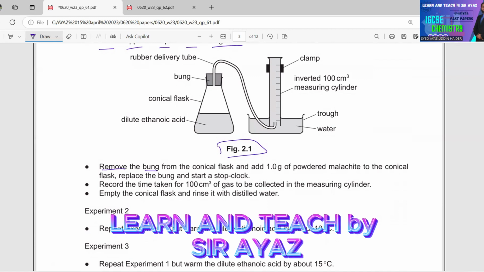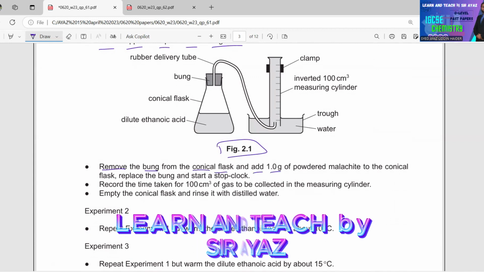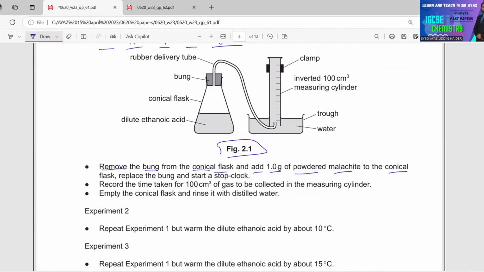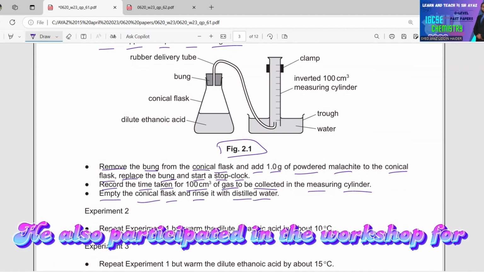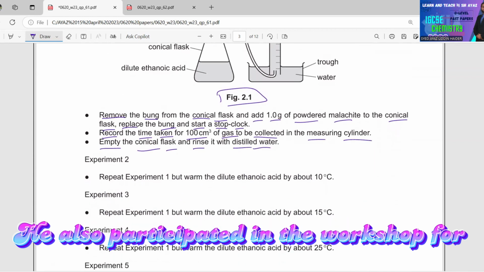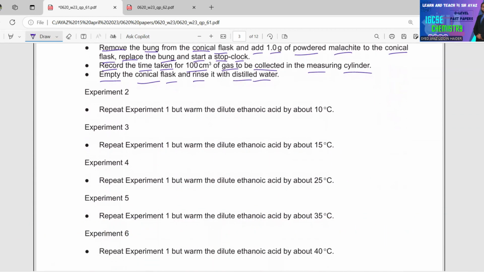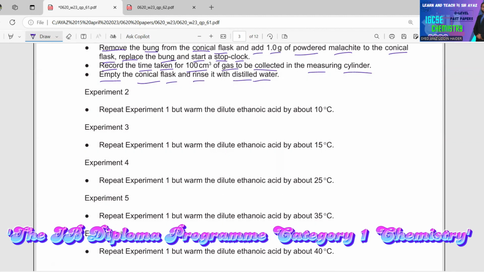Remove the bung from the conical flask and add 1 gram of powdered malachite to the conical flask. Replace the bung and start a stop clock. Record the time taken for 100 centimeter cube of gas to be collected in the measuring cylinder. Empty the conical flask and rinse it with distilled water. Now the student further carries out more experiments, that's experiment number 2, 3, 4, 5, 6.